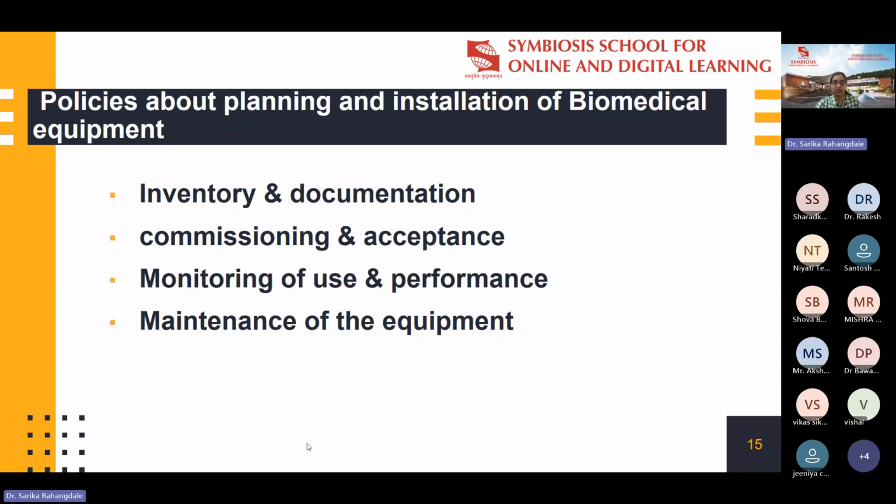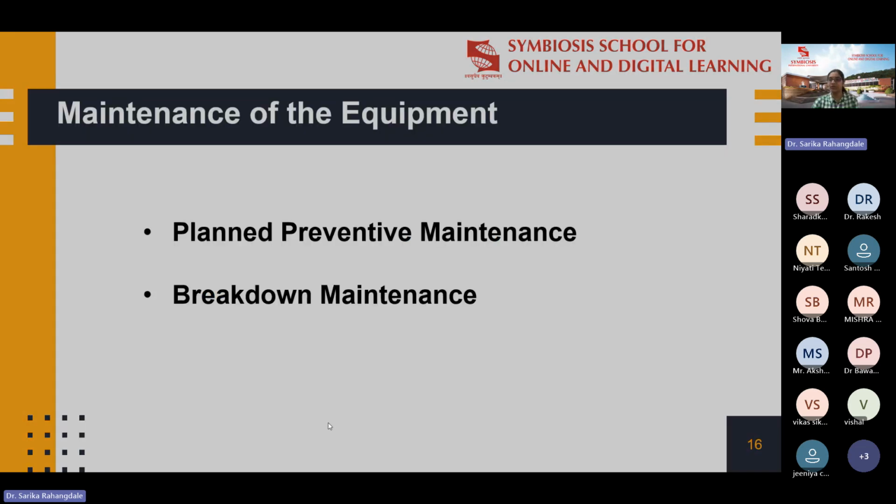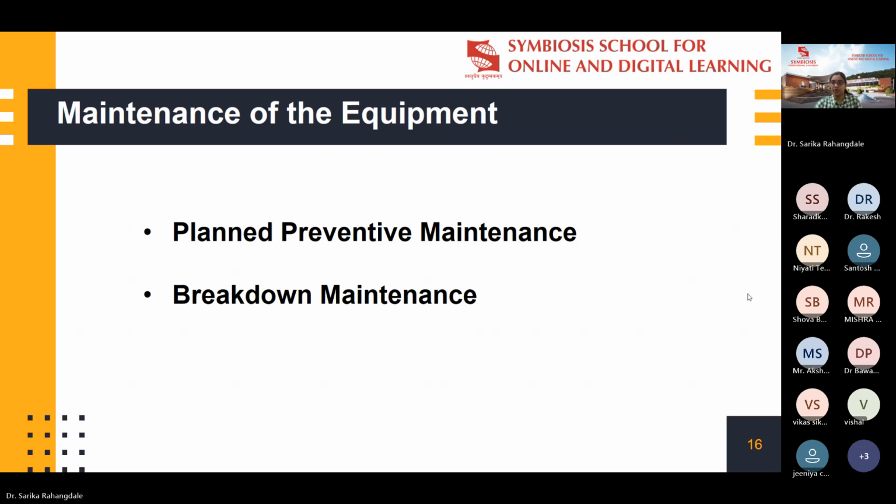And next is the maintenance of that equipment. Under maintenance, there are two parts. One part is planned preventive maintenance, and the next part is breakdown maintenance. As the name specifies, it states what is planned preventive maintenance and what is breakdown maintenance. Proper maintenance of the medical equipment is essential to obtain sustained benefits and to preserve capital investment. Medical equipment must be maintained in working order and it should be calibrated weekly or quarterly for the accuracy of the results.